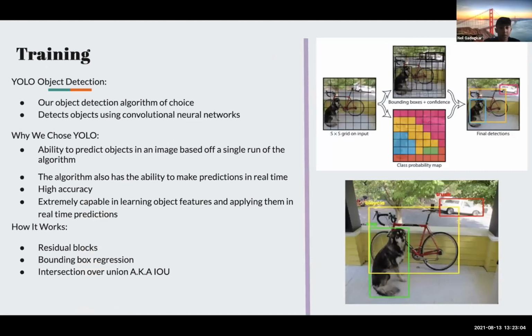So we identified objects using the YOLO object detection algorithm, and it uses convolutional neural networks to identify the objects. And so why we chose YOLO, it has the ability to predict objects in an image based off a single run of the algorithm. The algorithm also has the ability to make predictions in real time. It's extremely accurate and extremely capable in learning object features and applying them in real-time predictions. And basically the 3 main parts to it, detecting objects, is through the use of residual blocks, bounding box regression, and intersection over union, aka IOU.